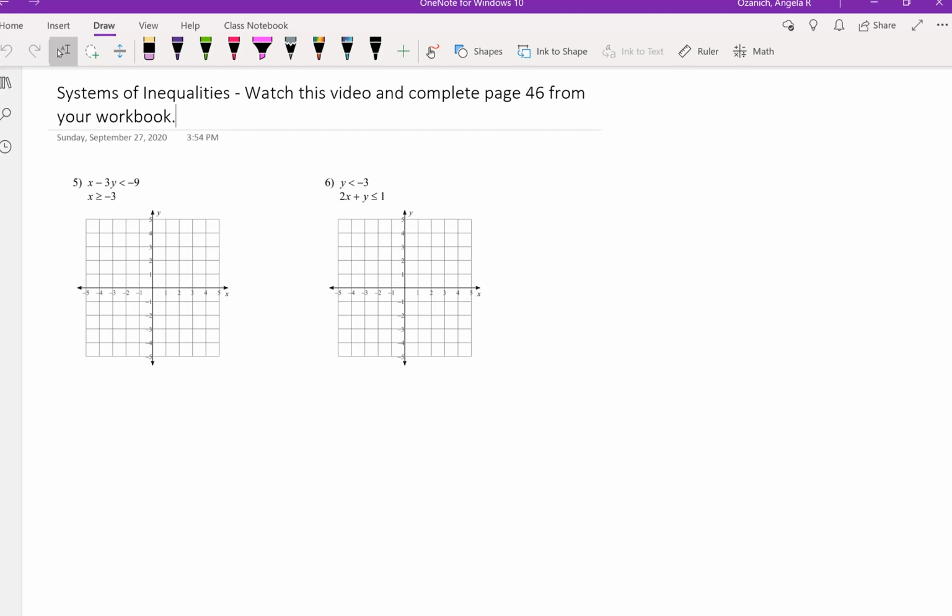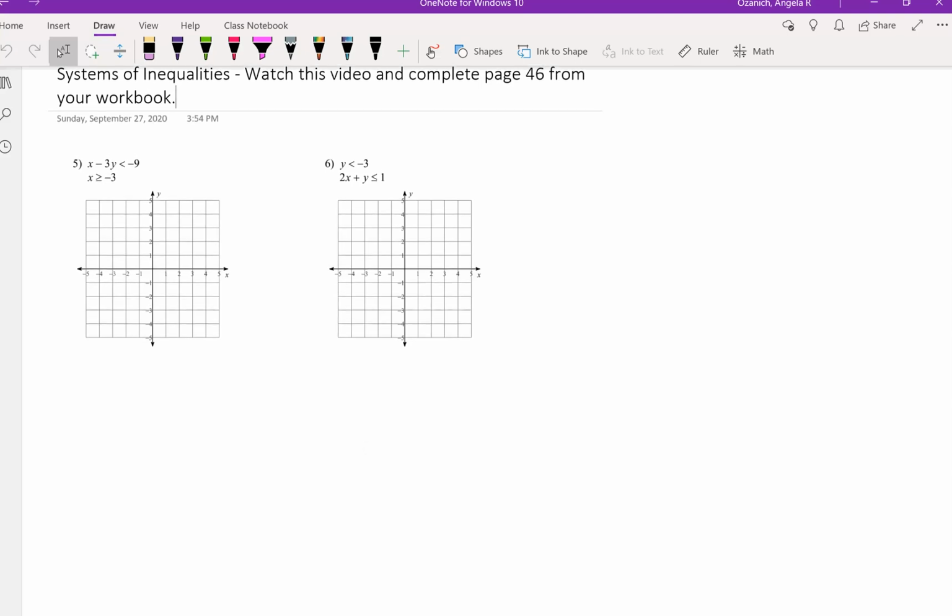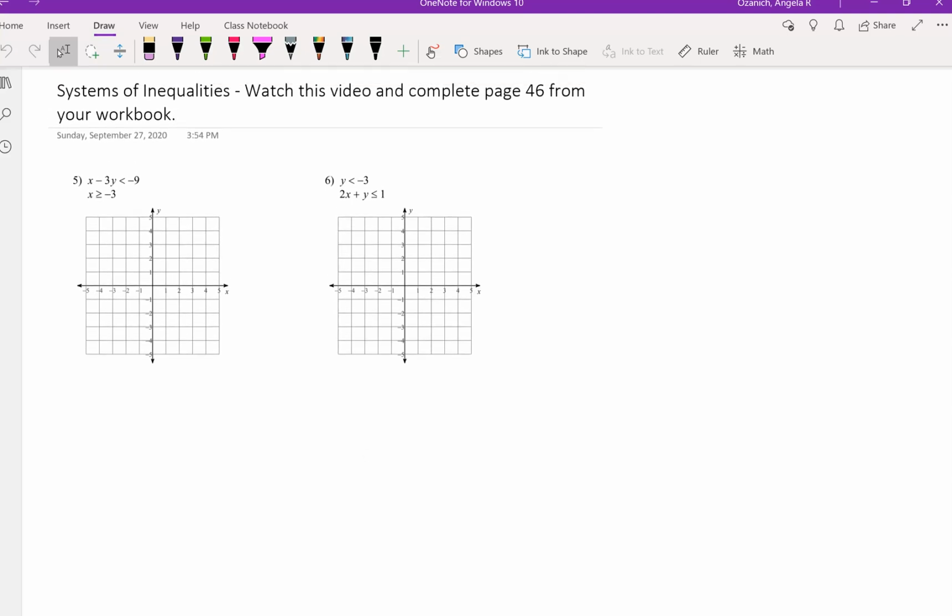We are going to talk about systems of inequalities and graphing those. I'm going to give you a couple of examples, and these are actually taken from page 46, I believe, in your workbook. So you can finish page 46 from your workbook after we go through these two examples. All right.